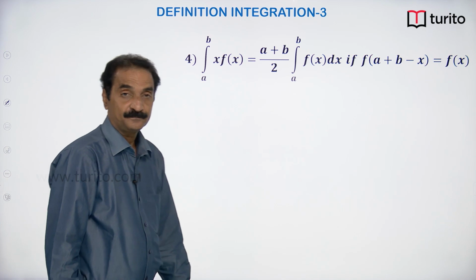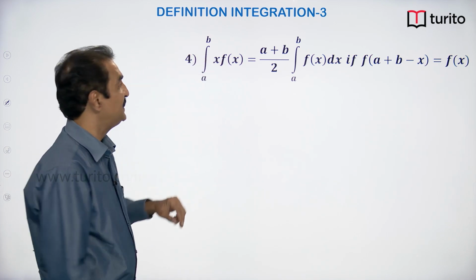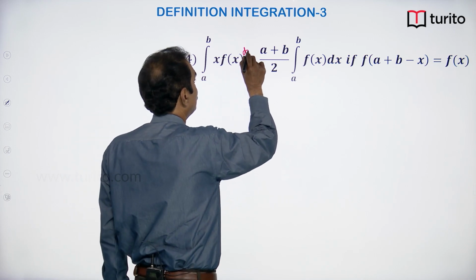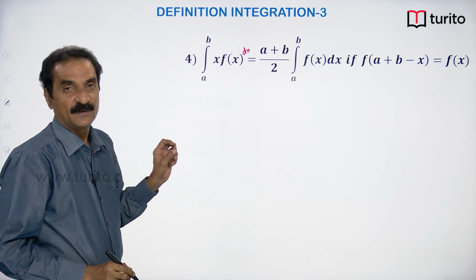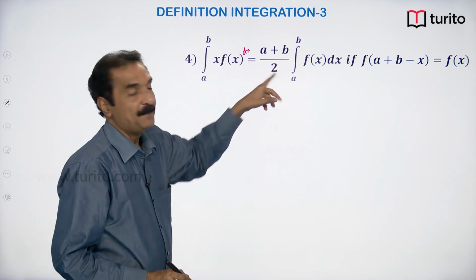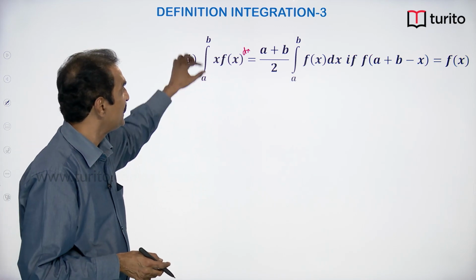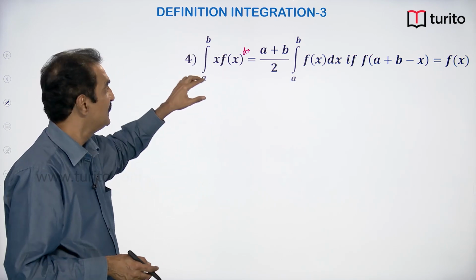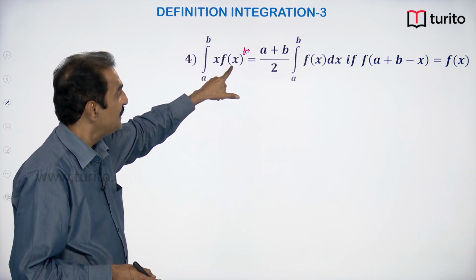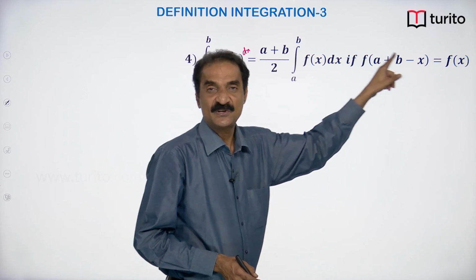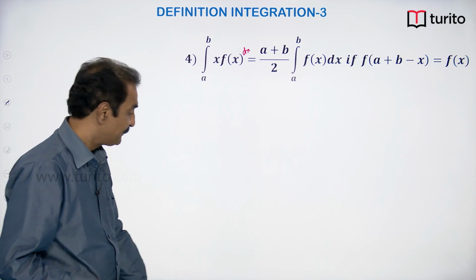Next point, integral a to b x f of x dx. We can eliminate this x and multiply by a plus b by 2. The proof is similar to the proof of integral 0 to a x f of x dx. You replace x by a plus b minus x. If f of a plus b minus x is equal to f of x, then by adding the two integrals you will get this answer. Okay.